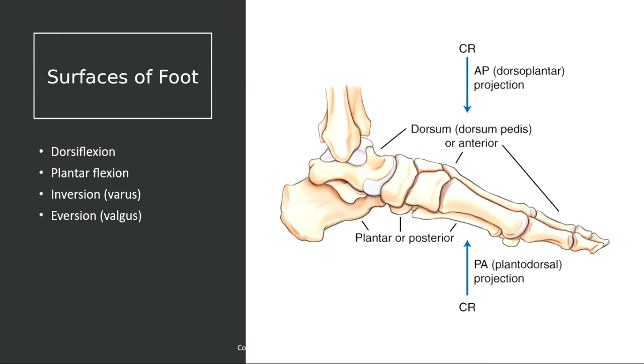As far as some of the surfaces of the foot, this is also on page 223 of your positioning book. You can see that you have the dorsal surface, which is the top. When you're doing the AP, you're actually doing a dorsoplantar projection, because the dorsum is the top of the foot. The plantar portion is the bottom of the foot. So if you were doing it PA, you would do a plantodorsal projection.